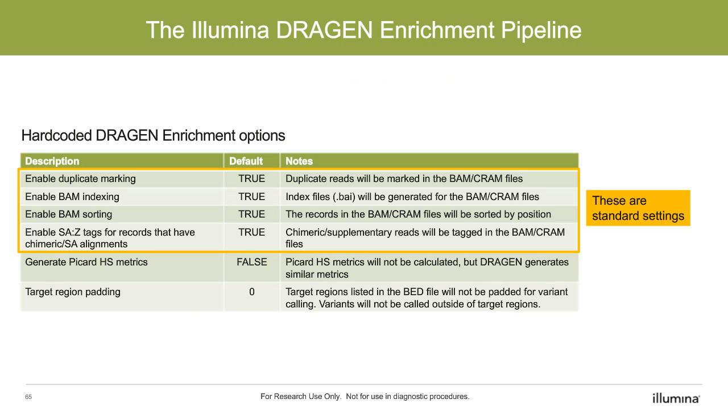And one more time, we have the hard-coded DRAGEN enrichment options. Now, these are going to be exactly the same as the Germline GATK pipeline. So again, we're going to enable duplicate marking, BAM indexing, sorting, and we're going to enable those assay tags for chimeric and assay alignments. And just like with the previous pipeline, variants are not going to be annotated with Nirvana. So the VCF and gVCF files are not going to contain any annotation information.